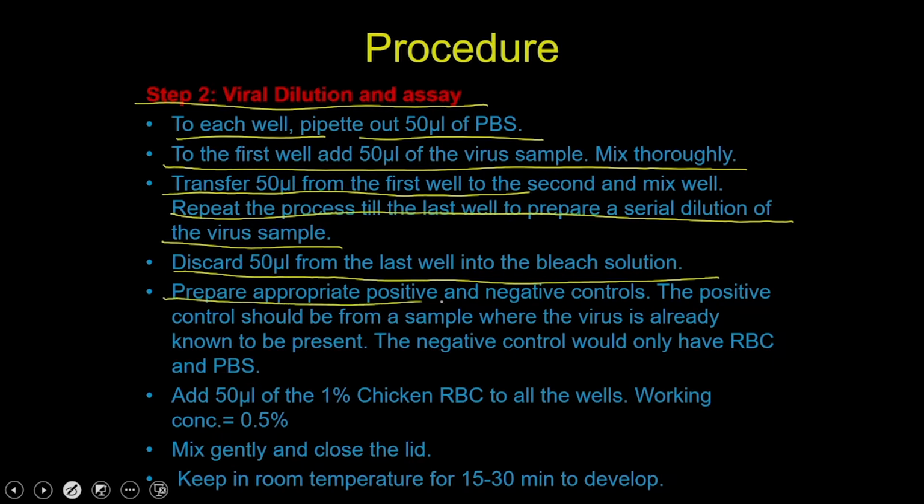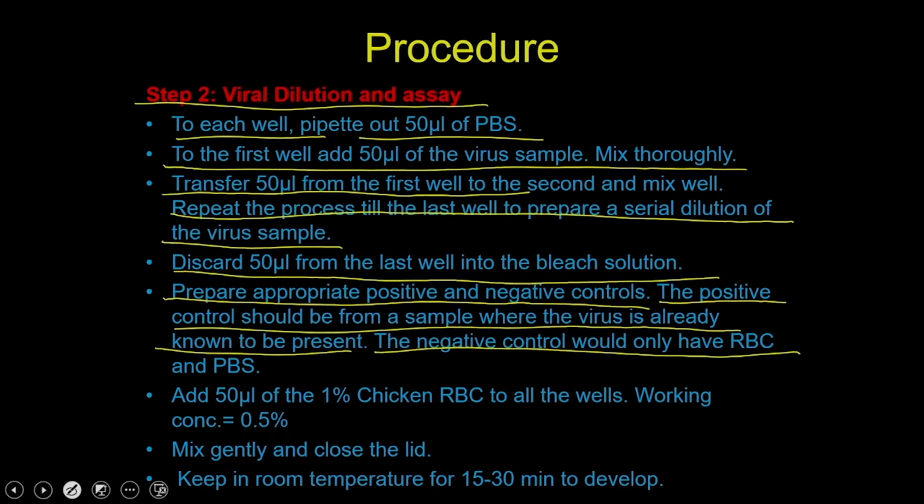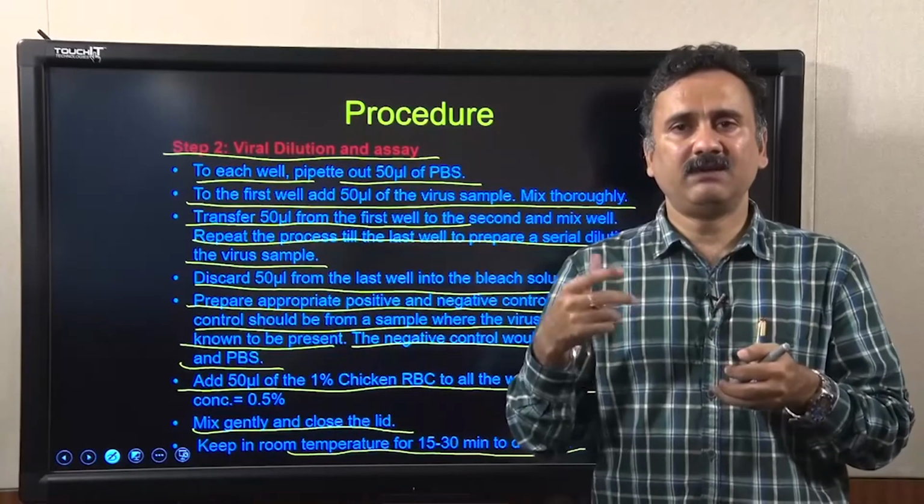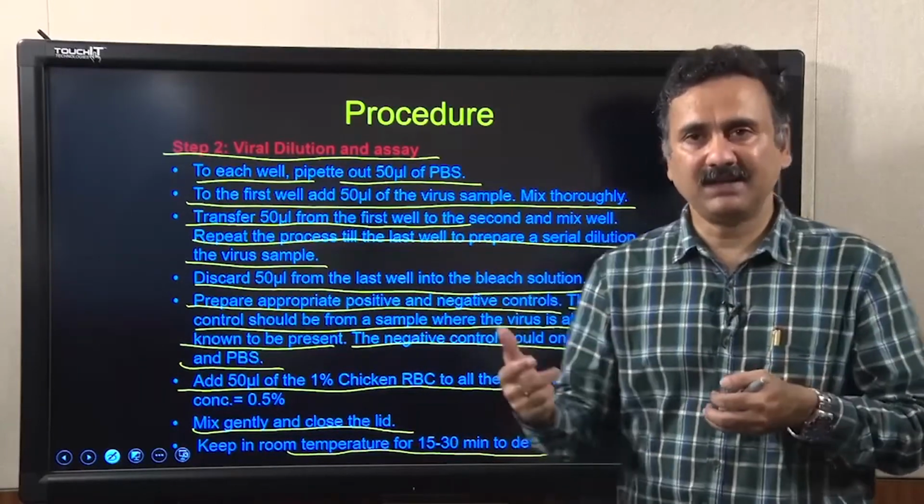Then you prepare the appropriate positive and negative controls. The positive control should be from a sample where the virus is already known to be present, whereas the negative control would only have the RBCs and the PBS. Then you add 50 microliters of RBCs to all the wells. The working concentration would be 0.5% RBCs. Then you mix them gently, close the lid, and incubate at room temperature for 15 to 30 minutes to let the reactions develop, so that it shows you the hemagglutination assay.